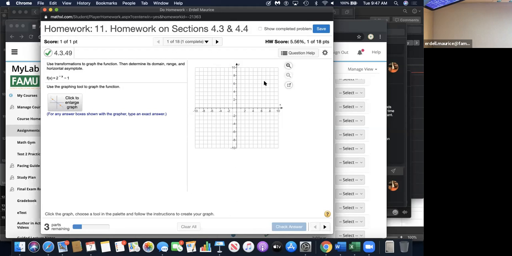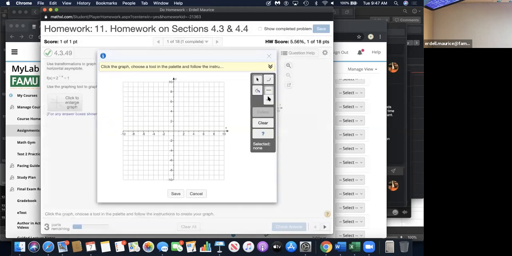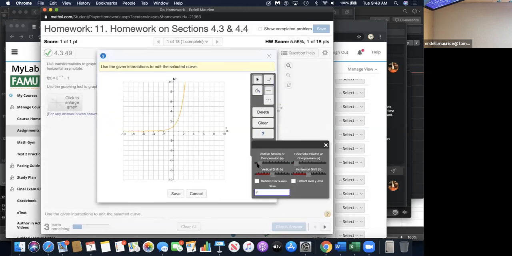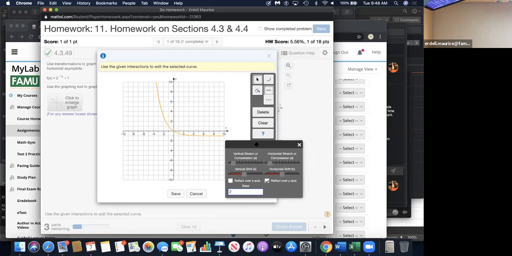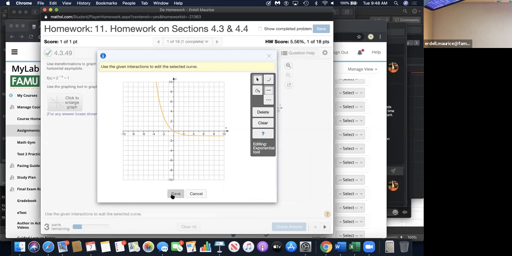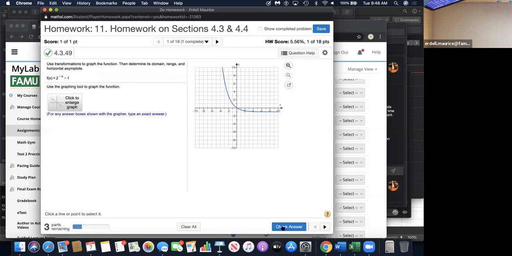I wonder if I could get a different one. Click base. This one has been shifted down, so this is going to be -1. That's the only difference here. Save, check.